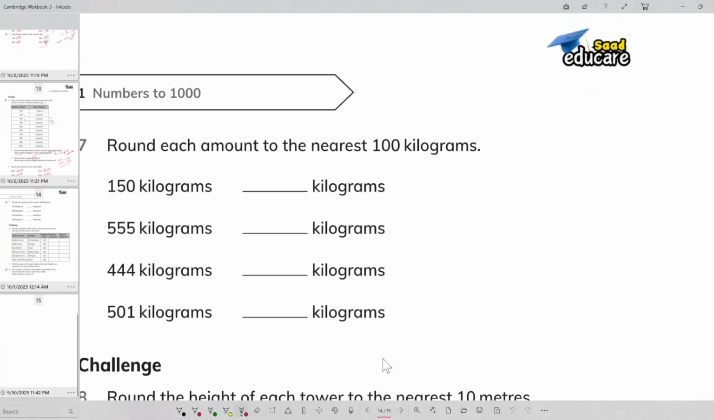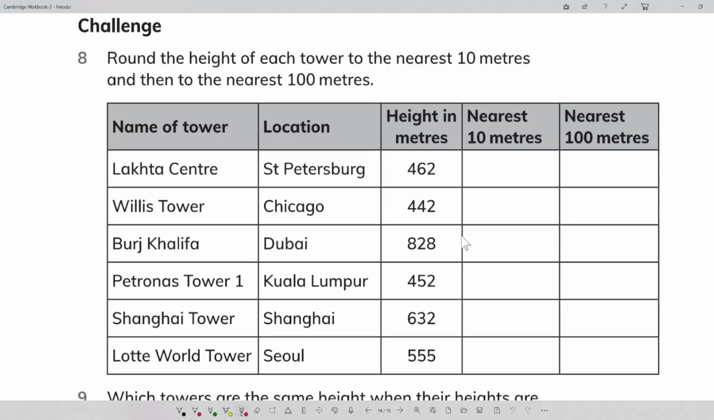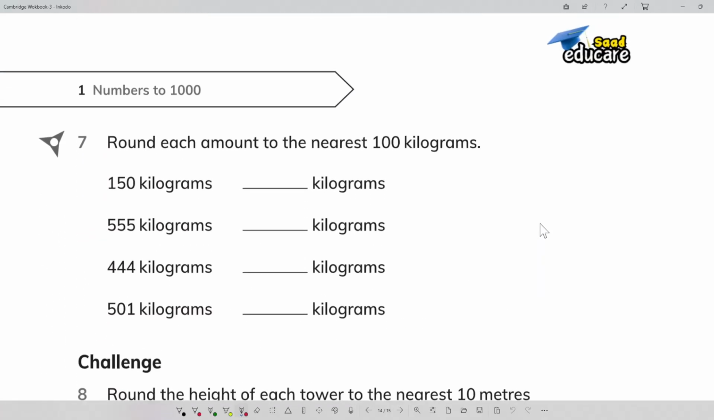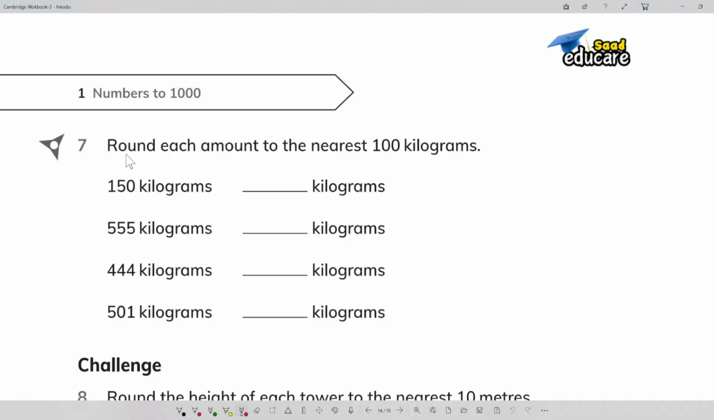And our final topic, here is around 8, 9, 10. Okay, let's continue. Round each amount to the nearest 100 kilograms. So 150 kilograms, we can say this one is 200 kilograms. 555, we can write 600 kilograms. 444, its nearest is 400 kilograms. 501, it should be 500 kilograms.